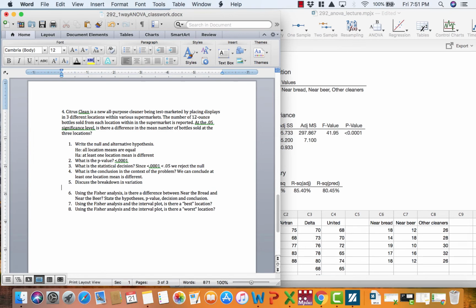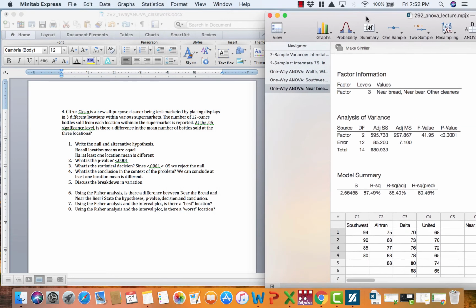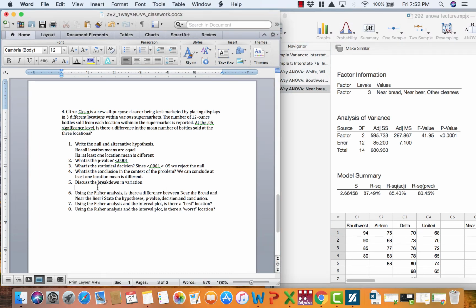All right, discuss the breakdown and variation. So we take a look at R squared. Does location do a good job explaining the amount of Citrus Clean sold? Yeah, it does a pretty good job. 87.49% of the total variation, so roughly 80% of the variation in how much Citrus Clean you sell is explained by where in the store you put it.